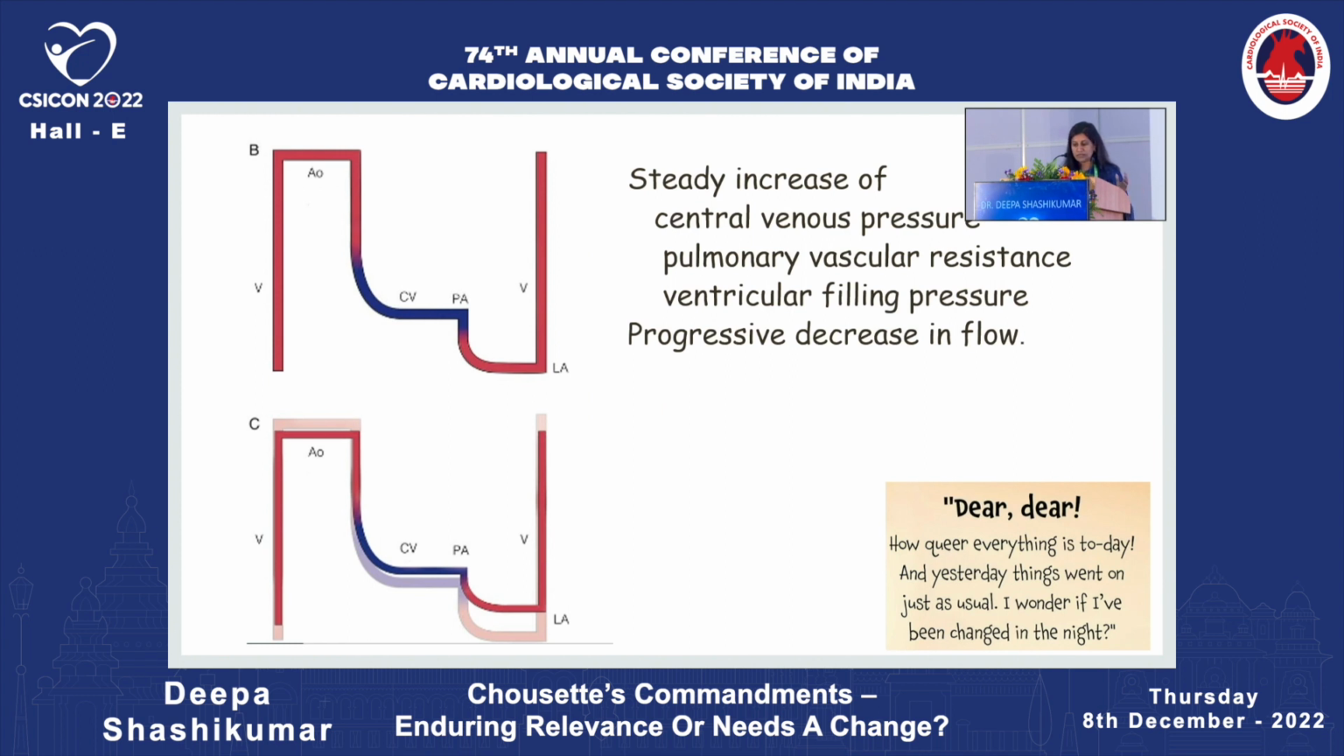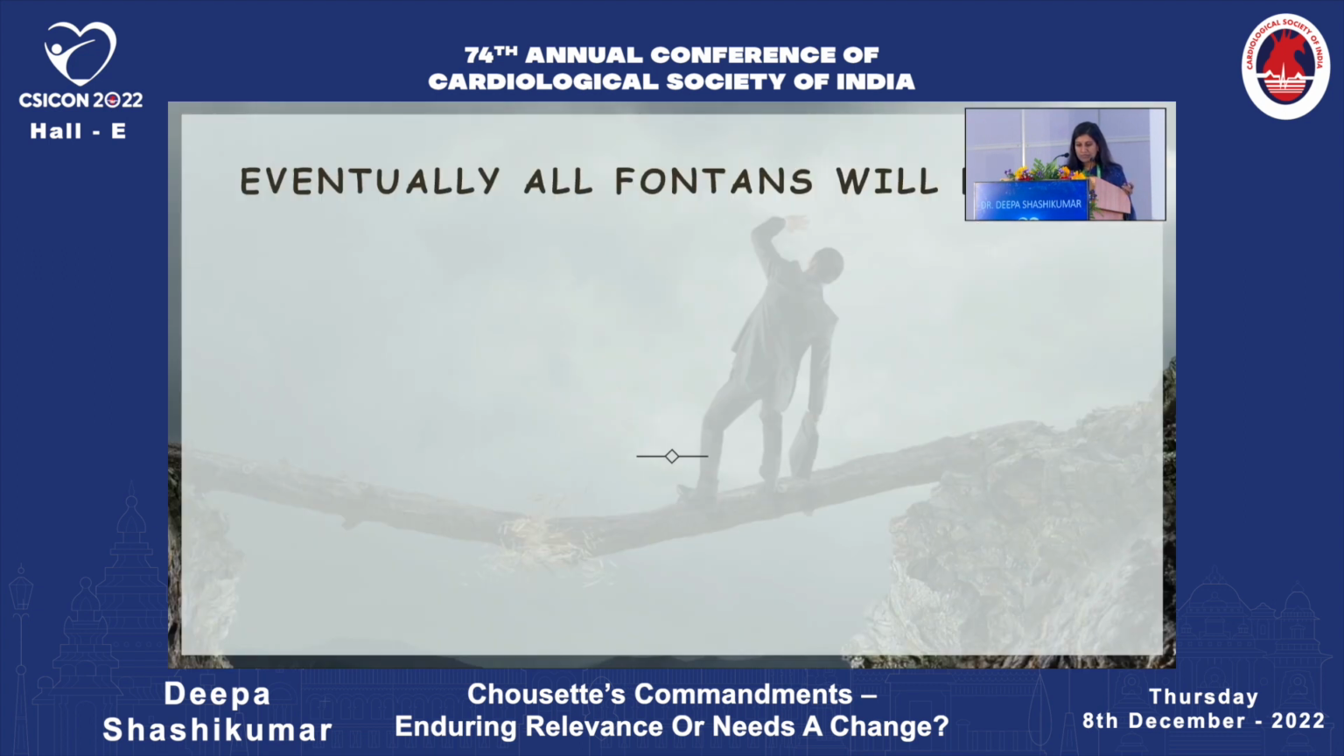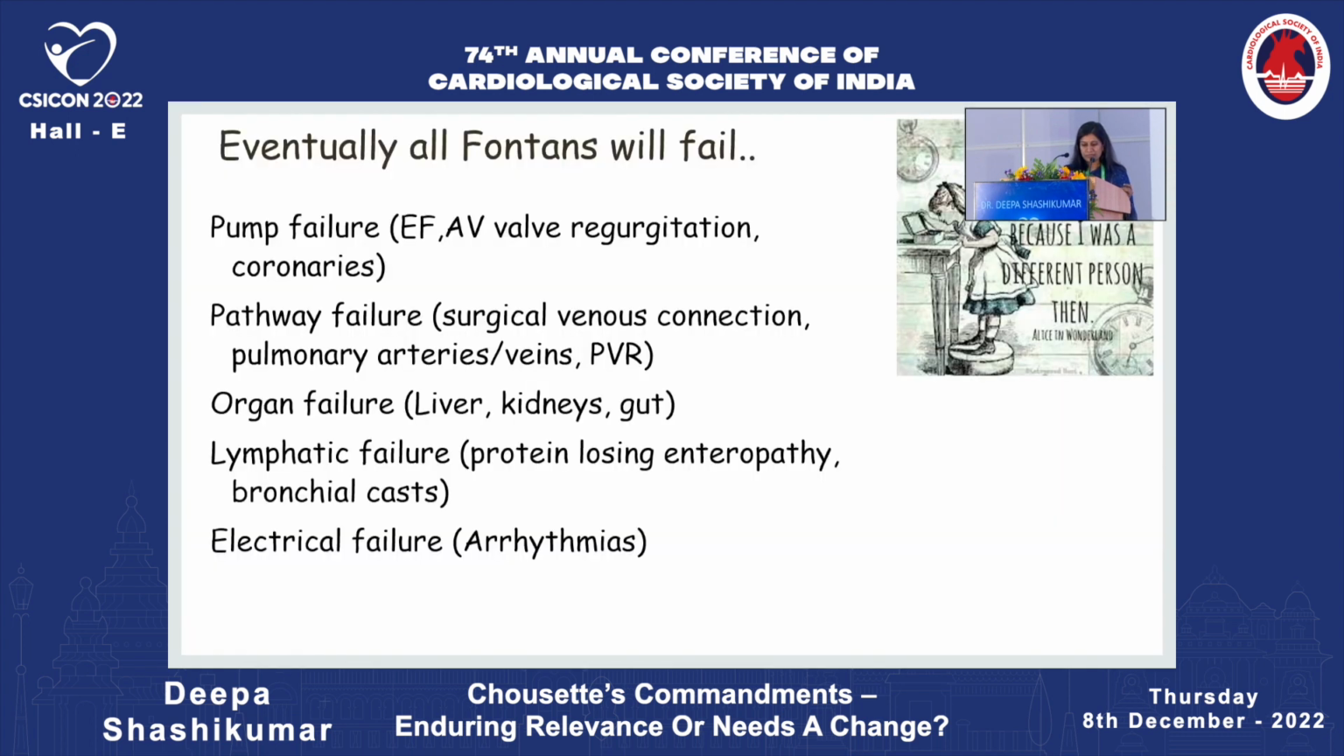So there is a steady increase in central venous pressure, pulmonary vascular resistance, and ventricular filling pressures, and a progressive decline in flow as the patient completes years and years after a Fontan circuit. Eventually, all Fontans will fail. Either it can be pump failure, which is actually less common than pathway failure. Pump failure can be due to reduced ejection fraction, AV valve regurgitation, or a problem with the coronaries. But pathway failure is much more common, where there is a problem with the surgical venous connection, the pulmonary arteries or veins, and much more commonly rising pulmonary vascular resistance.